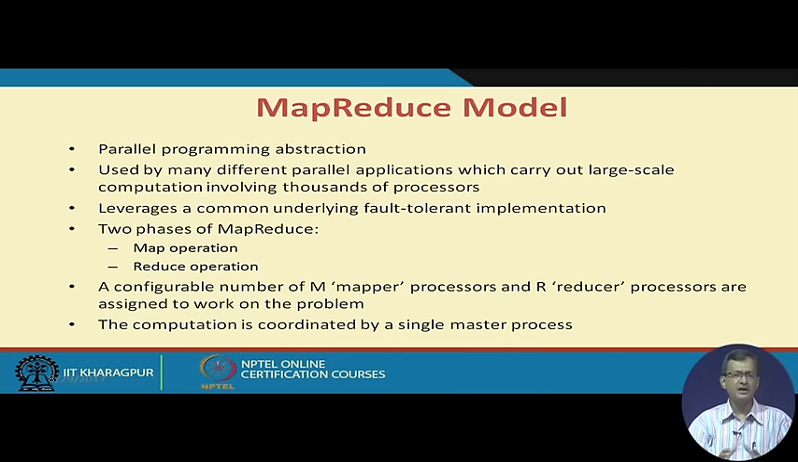So, there are m mapper processors and n reducer processors which are assigned work based on the problem, right. There is a master controller, m mapper processors and r reducer processors which work on that, right. And in some cases the mapper and reducer processors can share the same physical infrastructure, right. That means sometimes they act as mappers and at a later stage act as reducers.